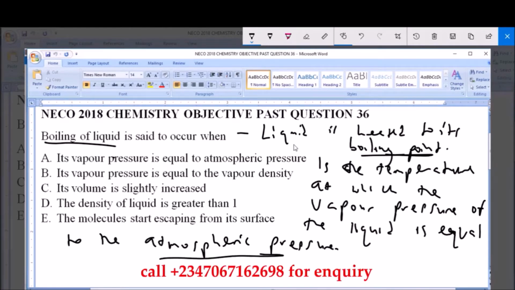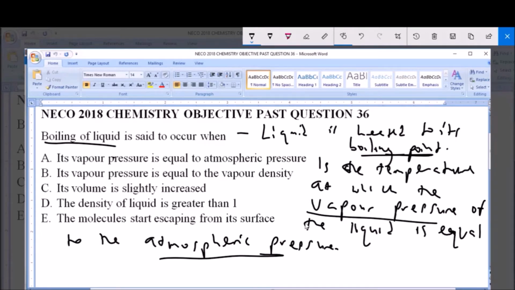So option A says its vapor pressure is equal to atmospheric pressure. And as we've established here, the boiling of a liquid occurs when the liquid is heated to its boiling point, that is the temperature at which the vapor pressure of that liquid is equal to the atmospheric pressure. So option A is the correct answer to the question.